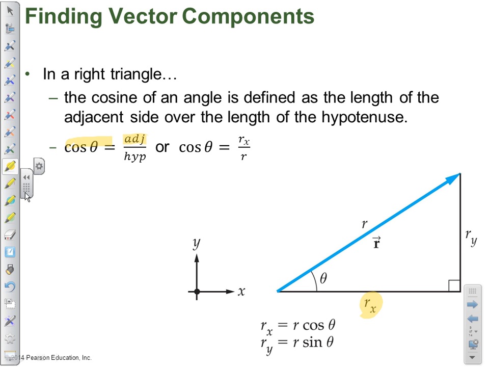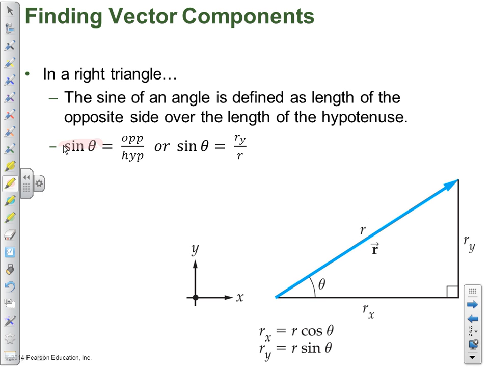And then, if we wanted to find the vertical component, the y component, what side of the triangle is that in relation to the angle? It's the opposite side of the triangle, right? So in that case, we would use the sine value, because sine deals with the opposite side of that triangle. Okay? Good there?